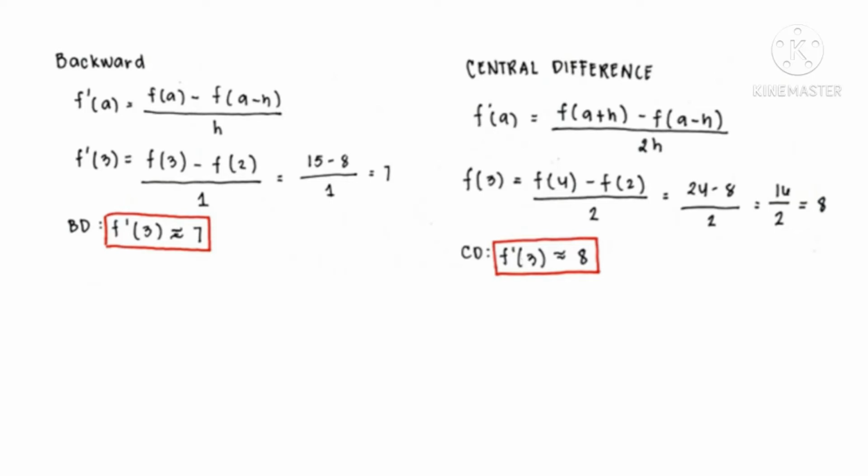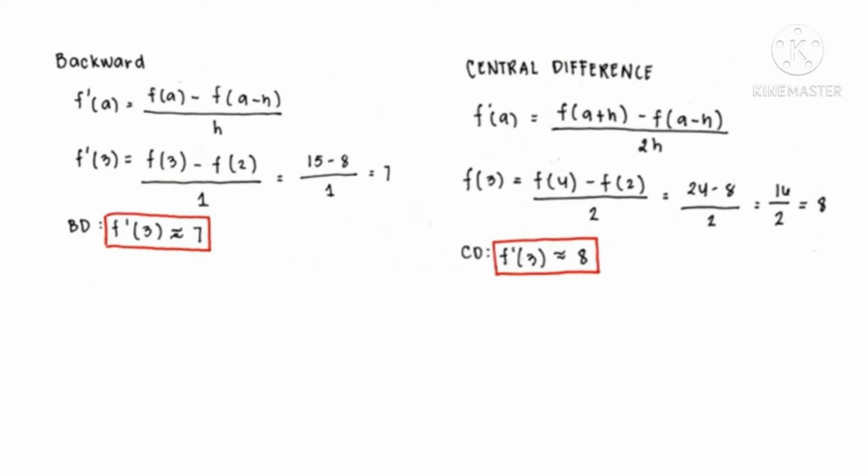Next is the backward difference. f of a minus h all over h. So point of interest, we have 3. So f of 3, we have 15. And point of interest minus h, we have 2. So f of 2, we have 8. So 15 minus 8 equals 7. Over 1 as step size, still 7. So backward difference is 7.